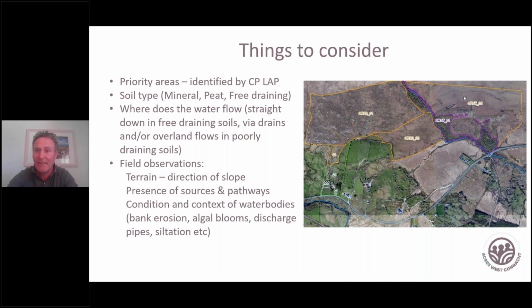And if there isn't any direct connectivity, if there's no source of impact, well, then you can rule out effects on water quality downstream on account of how that field is managed. So I'd say you want to consider water flow and soil type, and just field observations, direction of slope, presence of sources and pathways, like I mentioned, and then the condition and context of water bodies. Like at those rivers that you're coming across, is there evidence of bank erosion or possibly algae and stuff? That would maybe indicate, well, there's something going on here with nutrients.